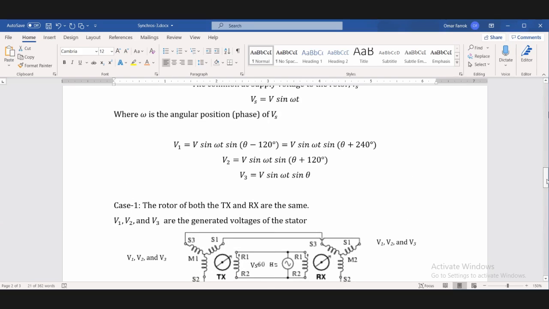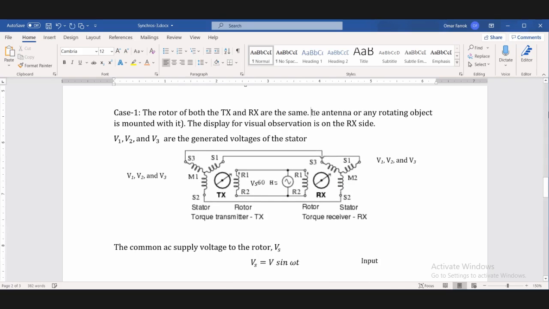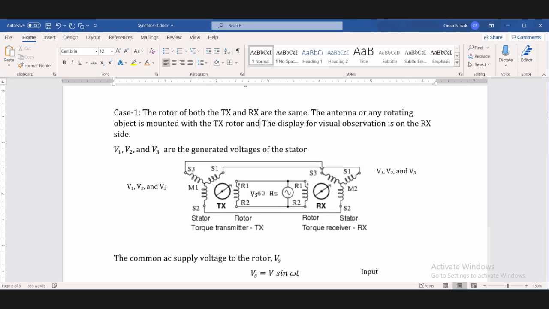The same consideration is applicable for both the cases. In the first case, the rotor for both the transmitter and receiver are the same, and the antenna or any rotating object is mounted with the TX rotor, whereas the display for visual observation is mounted to the RX rotor.